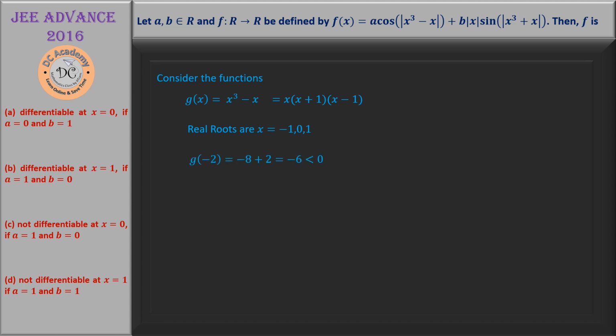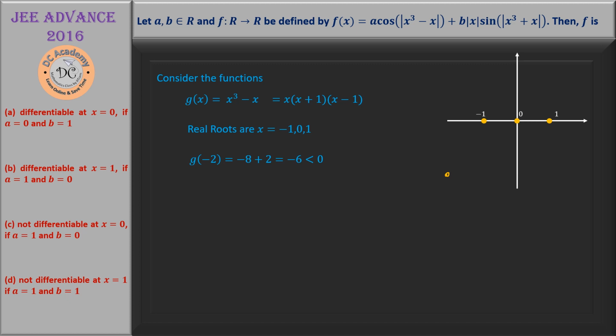Here we consider the value of g(-2), which is calculated as -6, less than 0. Now why do we do so? Because these three pieces of information are required to sketch the function g(x). So here we consider the x-axis and y-axis and mark the points -1, 0, and 1 respectively. Now notice that g(-2) is equal to -6.